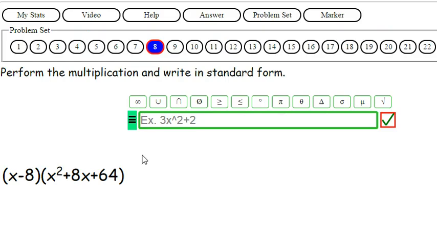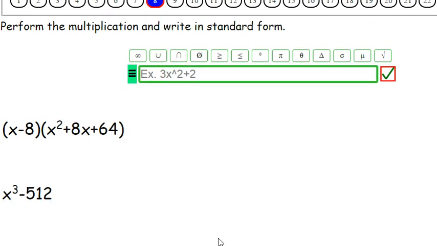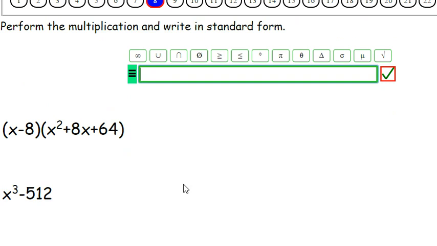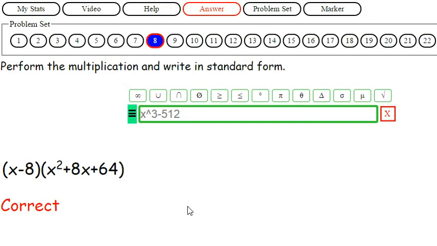Let's get back to the page. So we have x cubed minus 512. And we're going to check this just for the heck of it. I don't know why that came up. It just did. So we have x cubed minus 512. Correct, good.